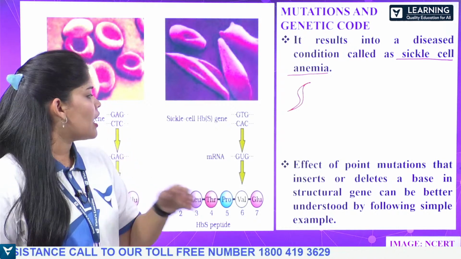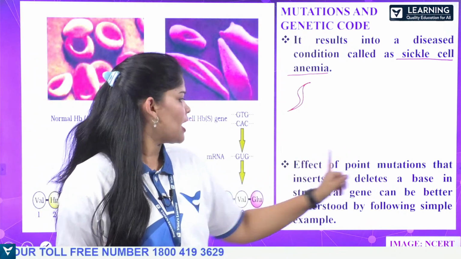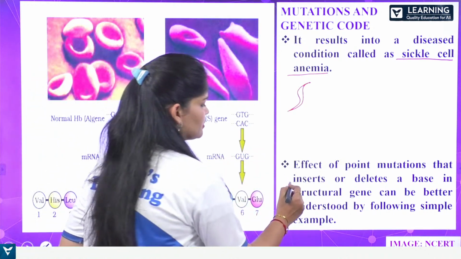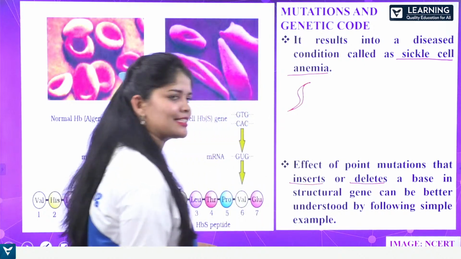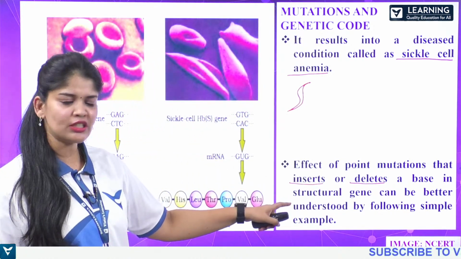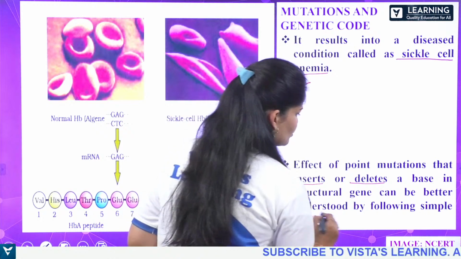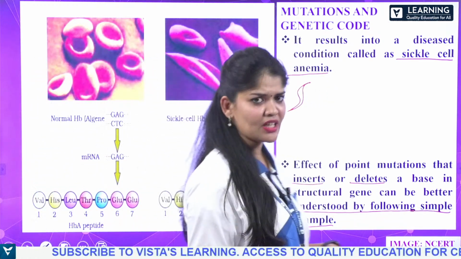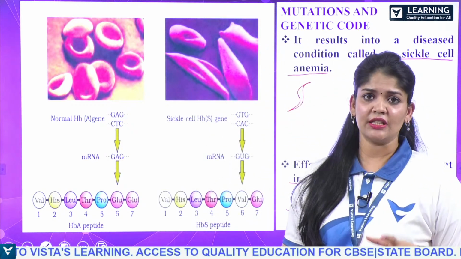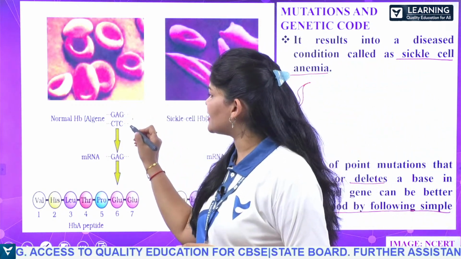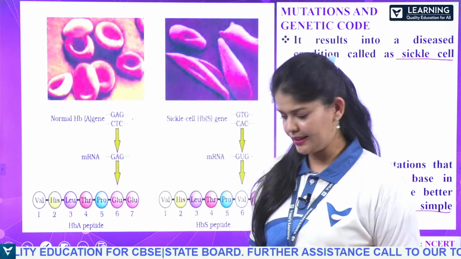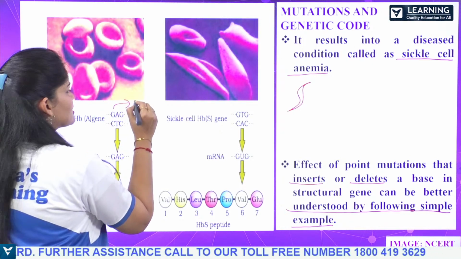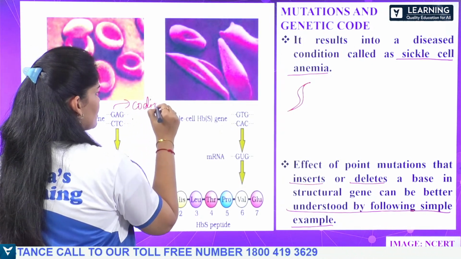Here, the effect of a point mutation that inserts or deletes a base in a structural gene can be better understood by the following simple example, sickle cell anemia. In the sickle cell anemic condition, we can find that this is a DNA, right? Here in the DNA, we have two strands. This is the coding strand.